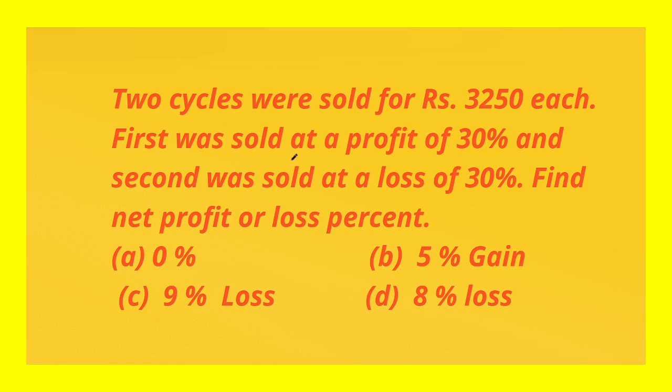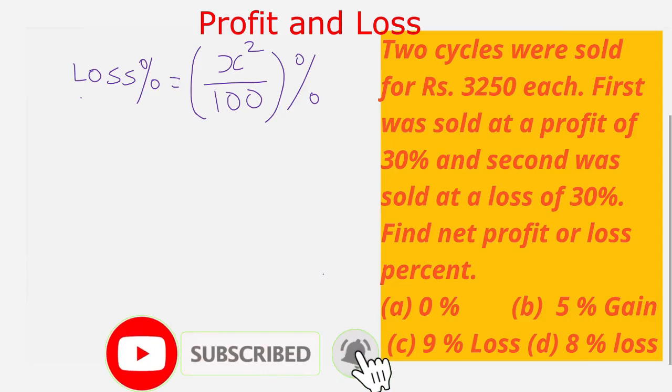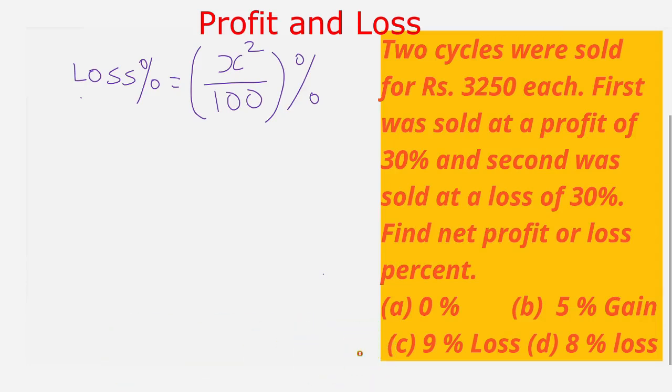First was sold at a profit of 30% and second was sold at a loss of 30%. Find net profit or loss percent. The given options are A 0%, B 5% gain, C 9% loss, and D 8% loss. In such type of question, the formula is loss percent equal to X square over 100%.